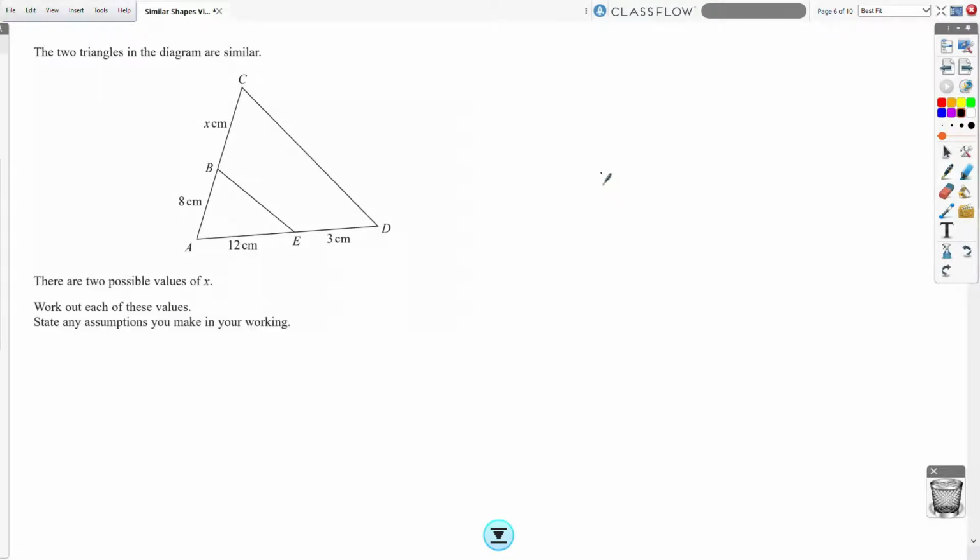Now we're going to take a look at a harder question. Now this has come up on a previous November paper, so it will be helpful to look at. The reason it's hard is because you need to find two possible values of x, which is a little bit different to what we've been finding before.